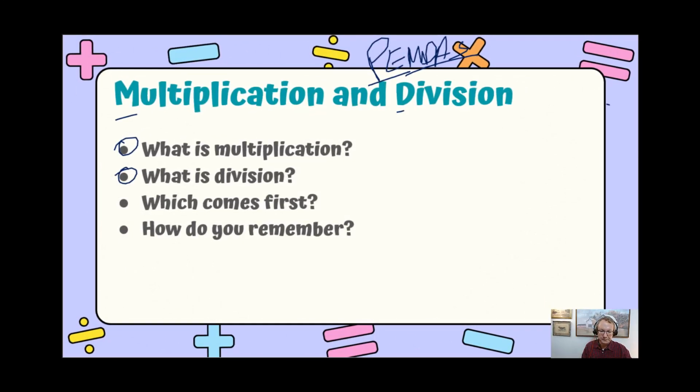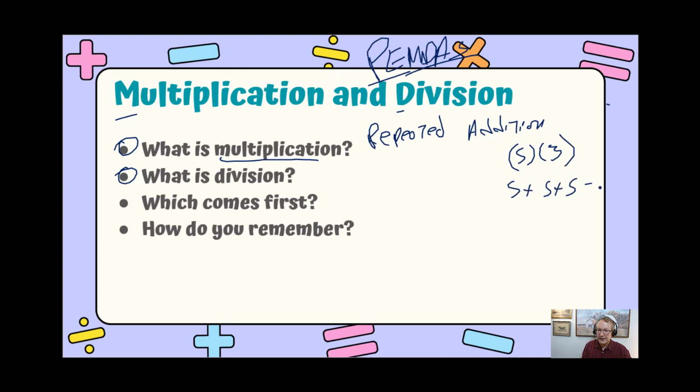Multiplication here. Well, multiplication is just repeated addition. So if you had 5 times 3, well, you're adding 5 to itself 3 times. 5 plus 5 is 10. 10 plus 5 is 15. Or you could also do 3 plus 3 plus 3 plus 3 plus 3.